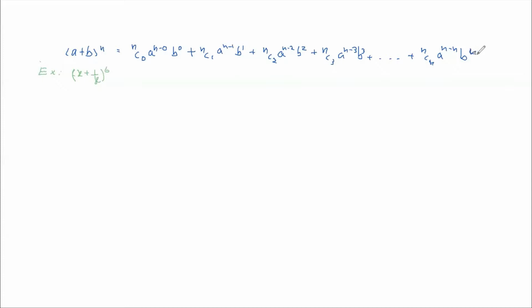Power n. Okay. Then we start to expand this one. But first of all, you see right now from the formula, n is 6. So you can write down first, n equal to 6, a equal to x. And now b from the formula equal to 1 over x from the question.